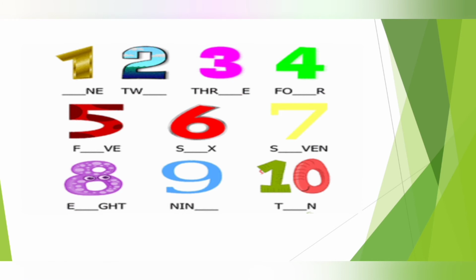Shall we fill up the missing letters here in these number names? The first one, that is the number 1. So what is the missing letter here? O. O-N-E, 1. And the number 2, what is the missing letter? T-W-O, yes. In the 3, what is the missing letter? It's E.